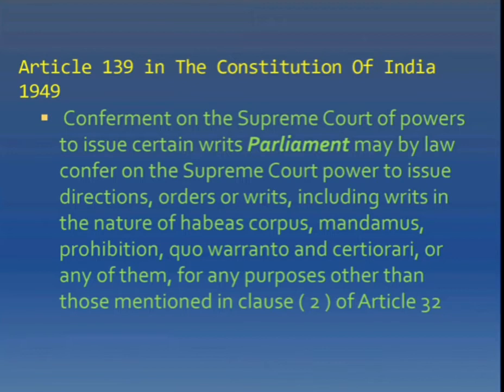However, such a power can be vested upon the Supreme Court only by way of a law of the Parliament. So a discretion is given to the Parliament whether the Supreme Court can exercise such a power other than for fundamental rights. Whereas that discretion has been taken away from the Parliament; the Constitution itself directly vests such powers upon the High Court to issue writs, orders, and other directions for the enforcement of fundamental rights as well as non-fundamental rights. That's the only distinction.